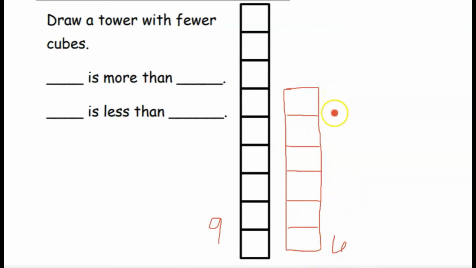I drew a tower that had fewer cubes, which means 6 is less than 9. 9 is more than 6. When the 6 tower stops, 9 keeps going. 9 is a bigger number. 6 is less than 9.